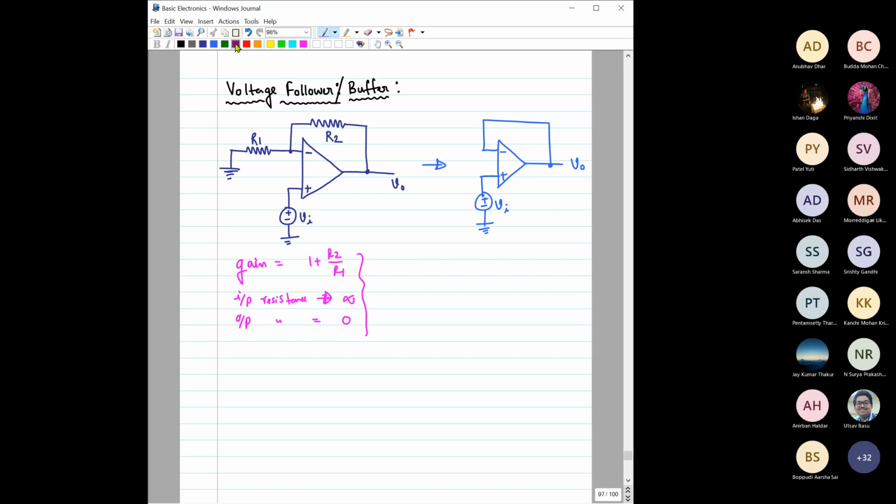Now see what would happen if R2 is equal to 0. If you make R2 equal to 0, meaning you just short this terminal and this terminal, then the circuit is basically like this, right? Now at that time, what will be the effect of R1? R1 you can probably choose any value.